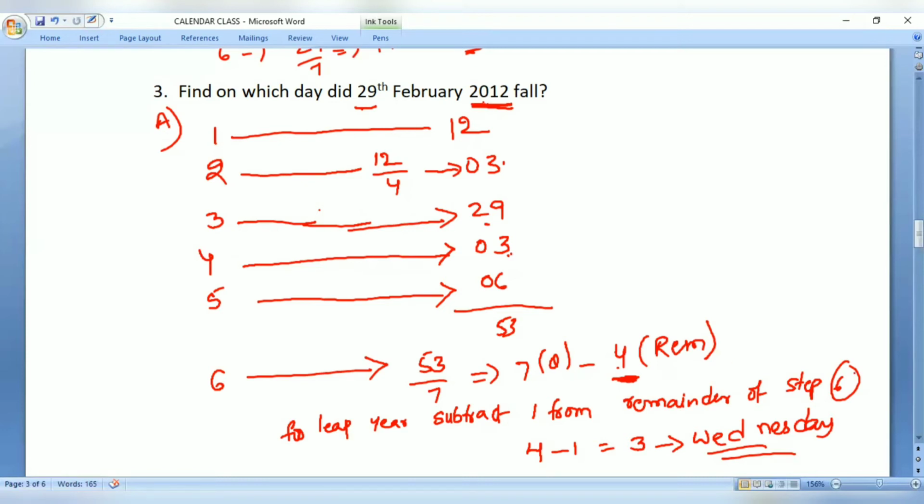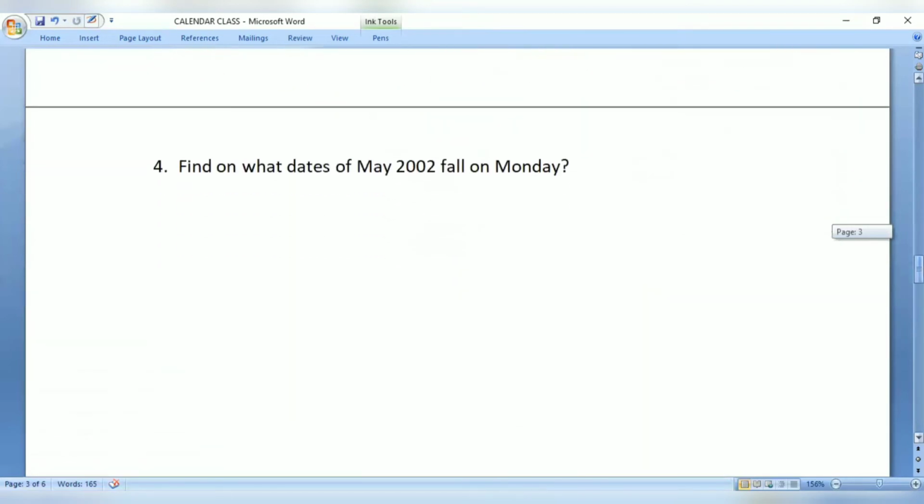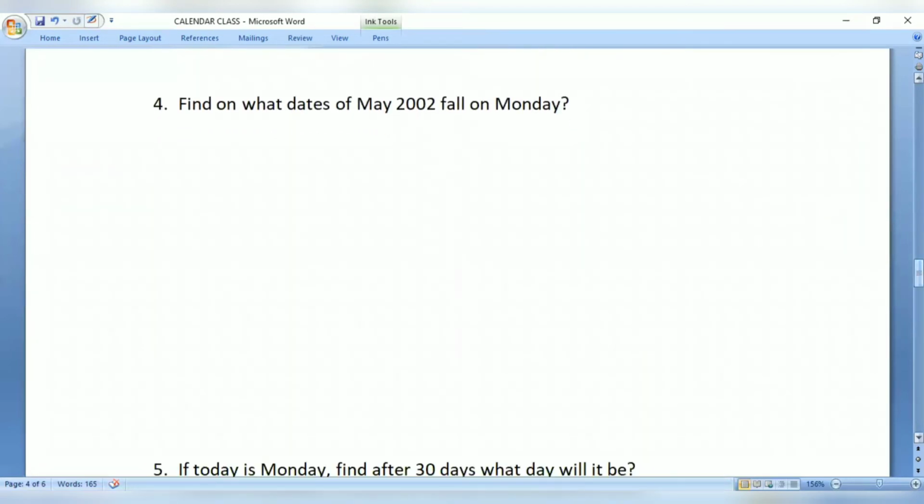Okay. Now, let us move on to the next question. Now, here is a somewhat interesting question. Find on what dates of May 2002 fall on Monday. Okay. So here, instead of asking for a particular day, they are asking on what dates in the month of May, the year being 2002, Monday falls. So we need to list out all the days where Monday comes in the year 2002 for only the month of May.